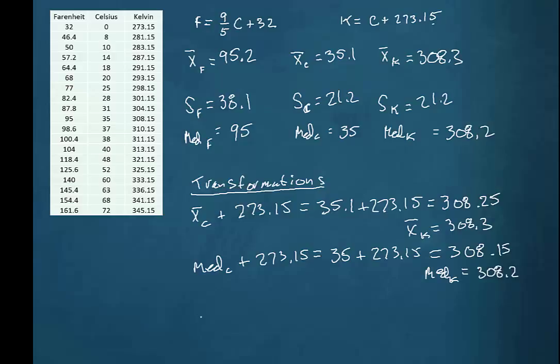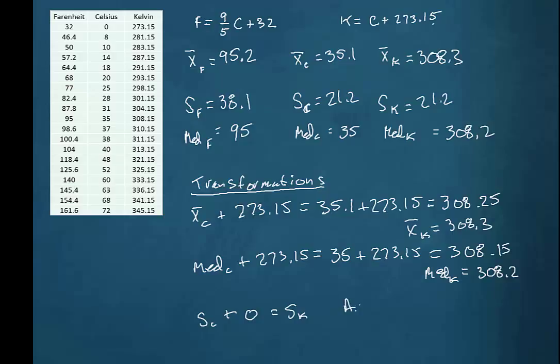Let's also notice that the standard deviation for Celsius plus 0 was the same as the standard deviation for Kelvin. All of this is an exhibition of the general rules that we can write for how transformations affect measures of data sets.